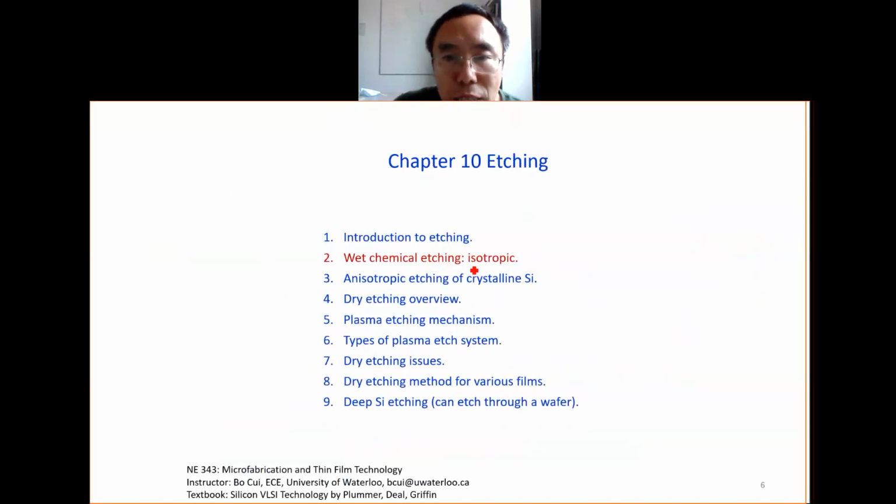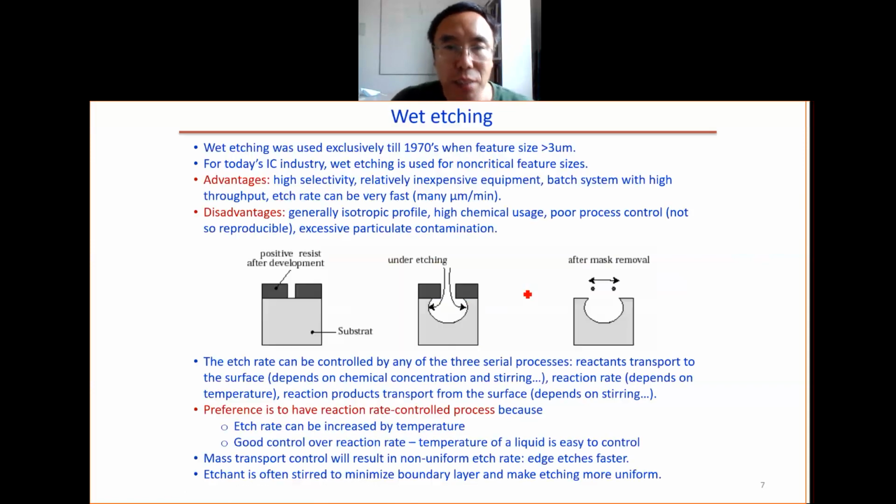Now first look at isotropic etching. The isotropic etching is the wet etching. Wet etching was used in the 1970s for the IC. And then when the feature size became smaller and smaller, the industry shifted to dry etching. For today's IC manufacturing, wet etching is used only for the non-critical feature sizes.